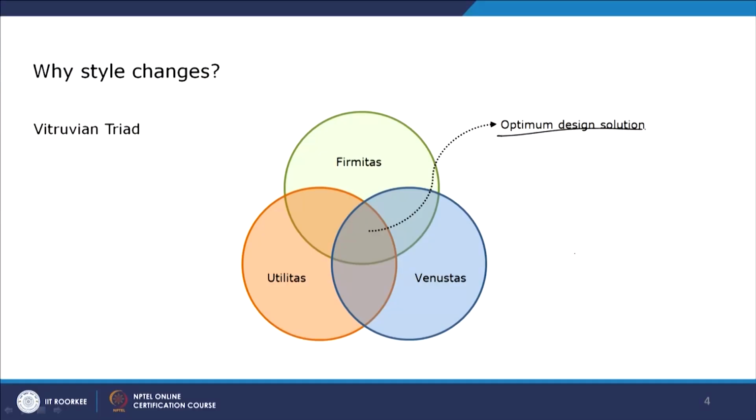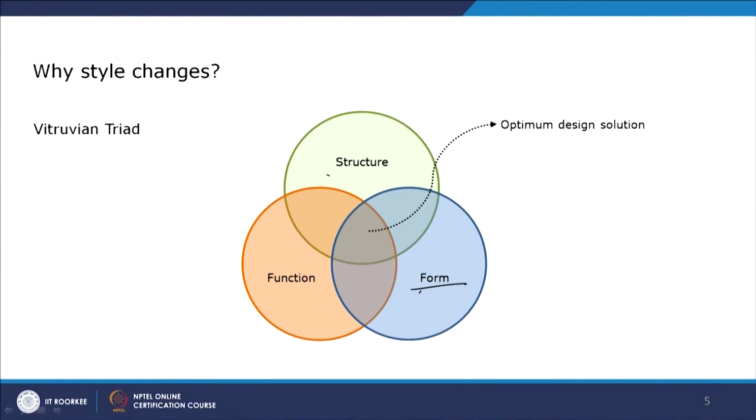So we know about the architect Vitruvius. He made a triangle of a particular optimum design solution. So this is called the Vitruvian triad. He talked about the optimum design solution lying in three things: firmitas, utilitas, and venustas. Venustas is the form or the aesthetic thing, which comes from the Roman goddess Venus, the goddess of beauty. And then structure, which is firmitas, and then utilitas is the function. So function is there, structure is there, and the form. So this is the aesthetics.